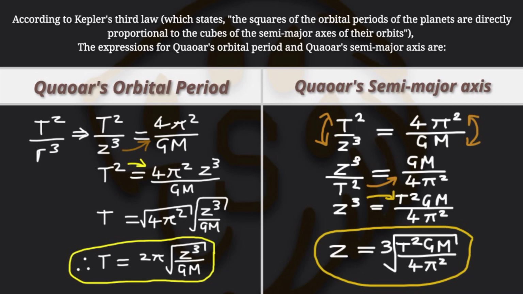We'll start as always with Kepler's third law, where we're going to look at the orbital period and the semi-major axis as our main variables, and we're going to derive equations using Kepler's third law. The expression for Kepler's third law, as we can see, is T squared over R cubed is equal to 4 pi squared over GM, and you can just follow through and see how we arrive at the period in terms of the semi-major axis and the semi-major axis in terms of the period.